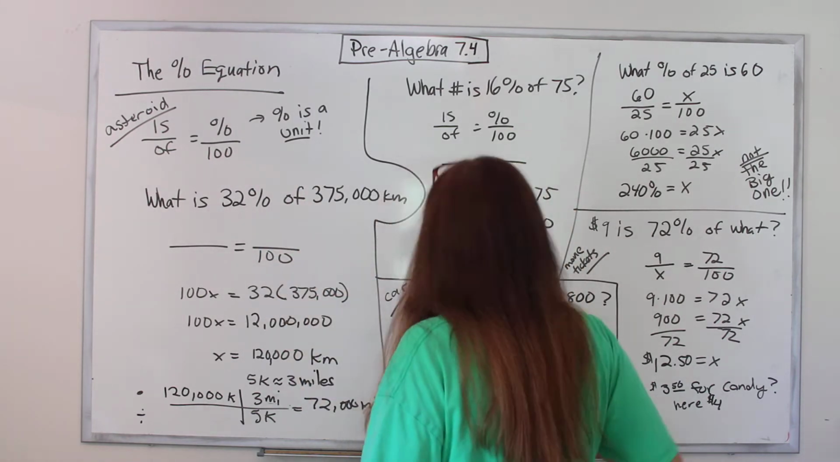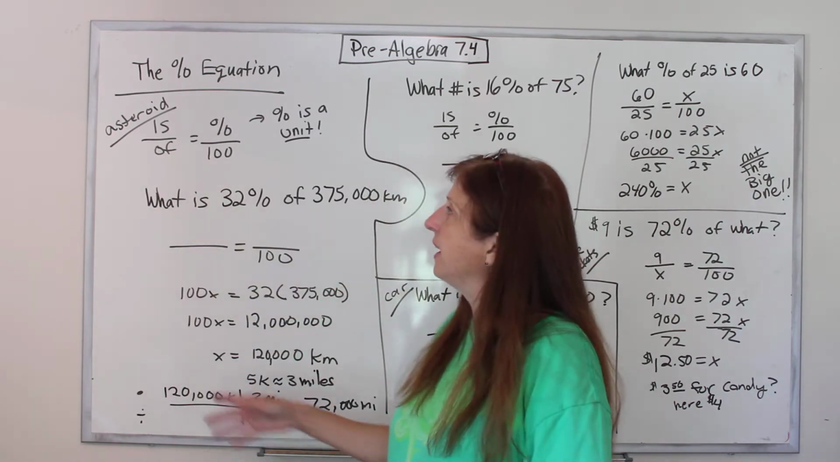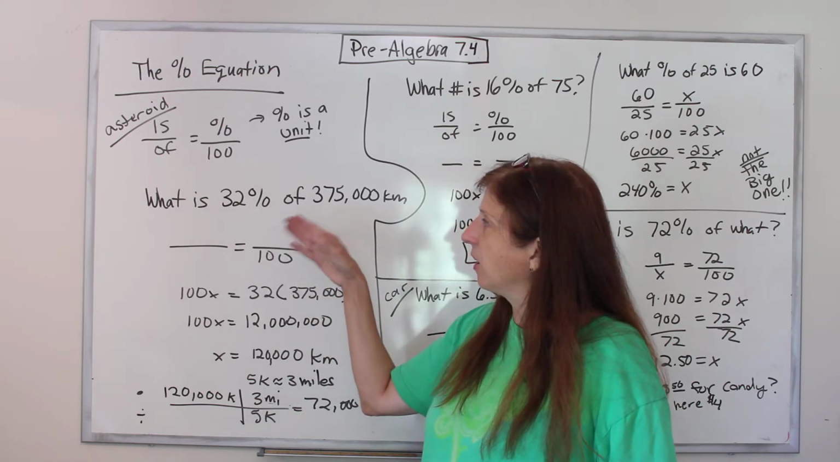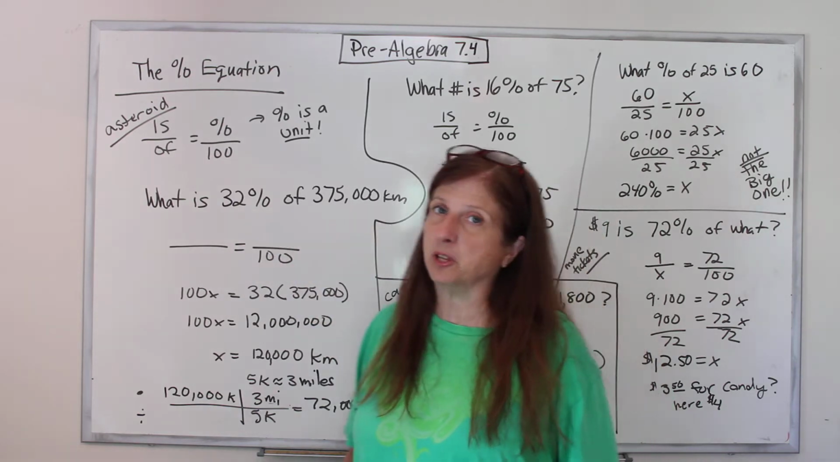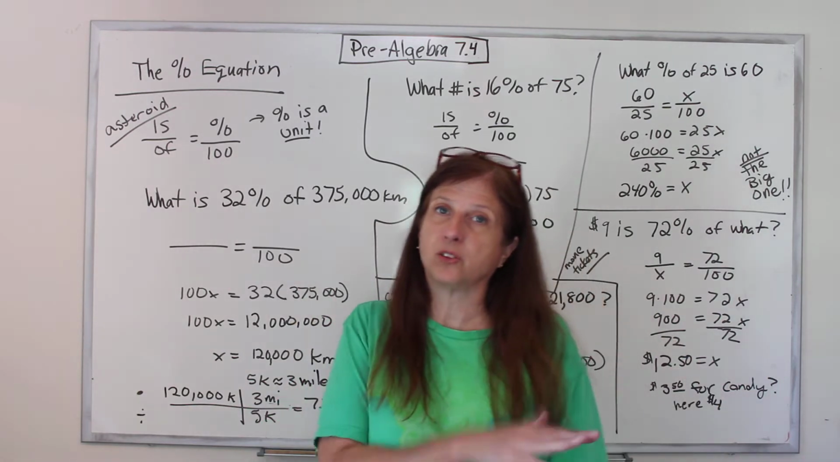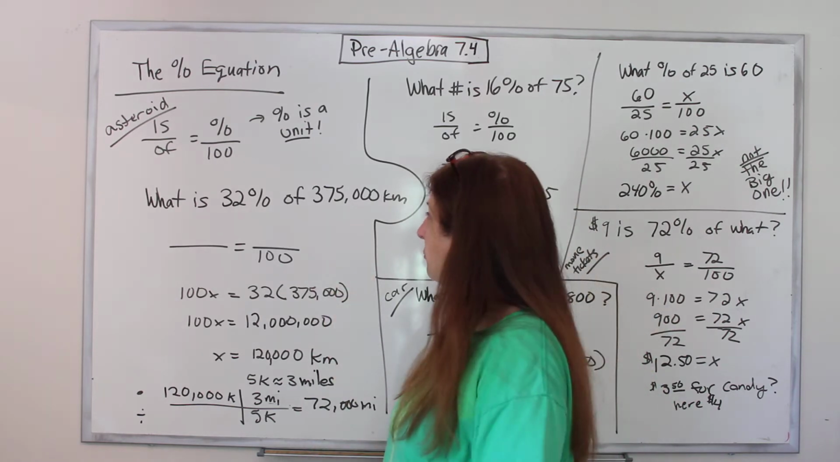Where did I leave my marker? Here it is. All right. So the first problem in your book says there was an asteroid that passed 32% of the distance between us and the moon. So it was an asteroid that went between us and the moon. It was closer to us than the moon. So how close was this asteroid?